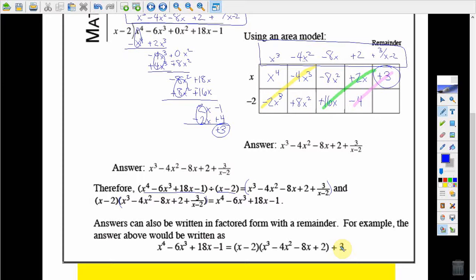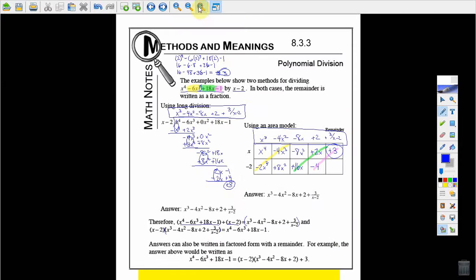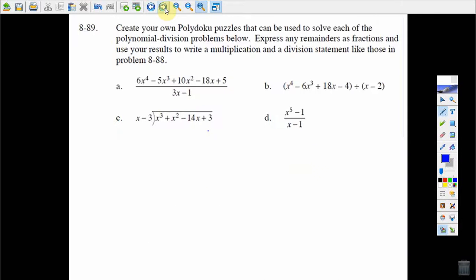Okay? So let's look at some more examples. I'm going to go back to 889 when we were doing this, and we're going to look at a couple examples here. So in part A, they give us a fourth degree polynomial. We're not missing any terms. We have our x to the fourth, x to the third, x squared, and x to the first, and our x to the 0. We're dividing by those two.